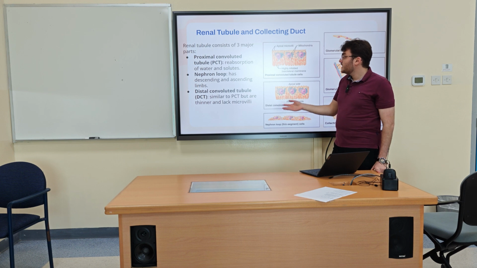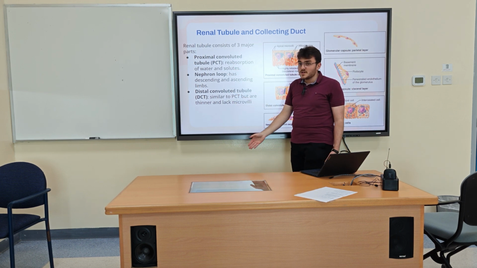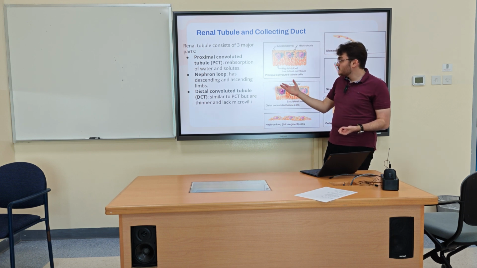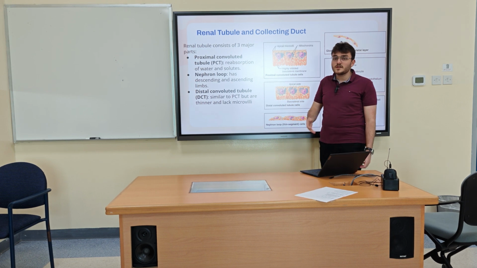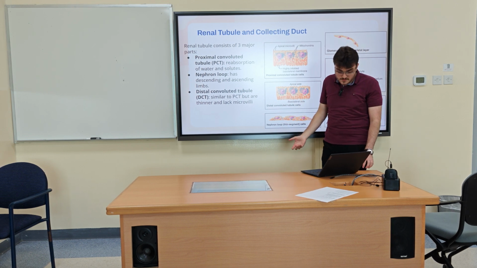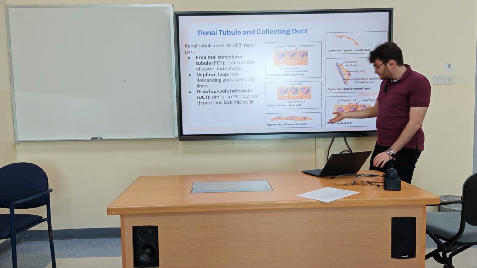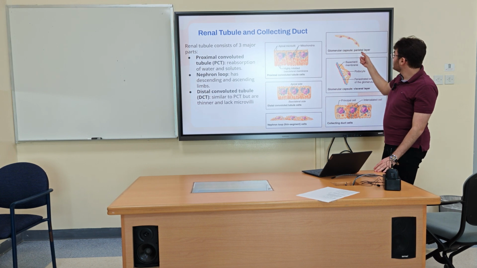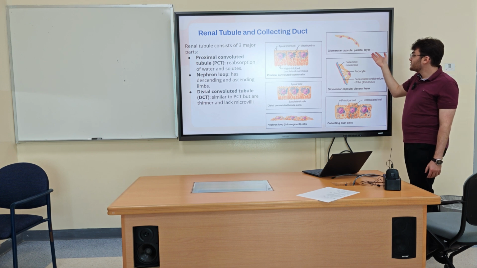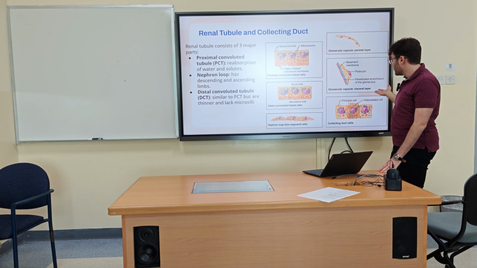The filtrate first passes from the PCT and then to the DCT. They are named proximal and distal in relation to the renal corpuscle, which one is more proximal to it and which one is more distal to it. This here is an image showing the glomerular capsule, the parietal layer of the glomerular capsule, and the podocytes of the visceral layer.